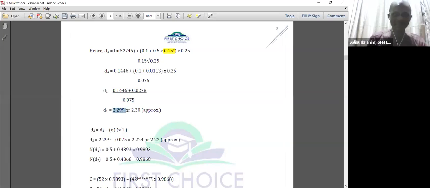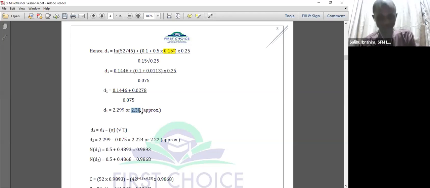Okay, let me tell you this. When you get your D1, always approximate your value of D1 to 2 decimal places. It is easier that way. If you want to trace it from the normal distribution table, it is easier for you if you just approximate it to 2 decimal places. I believe we are together.